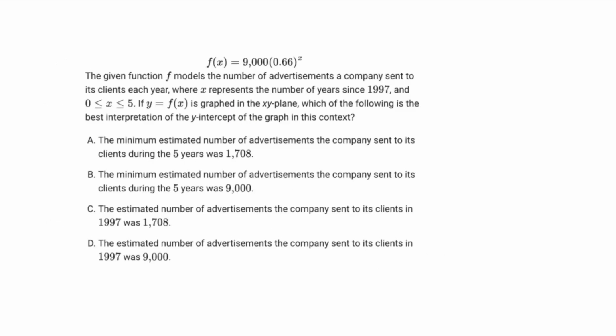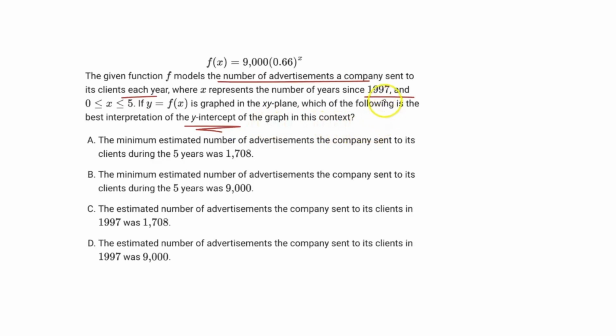All right, this one's pretty straightforward. It says the given function f models the number of advertisements a company sends to its clients each year, where x represents the number of years since 1997, and x is between 0 and 5. If y equals f of x is graphed, which of the following is the best interpretation of the y-intercept of the graph in this context?